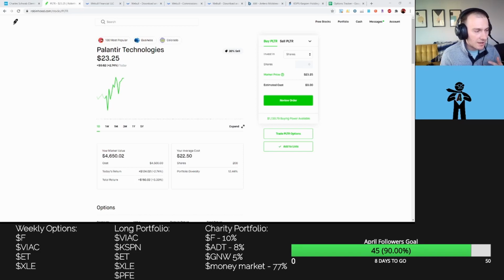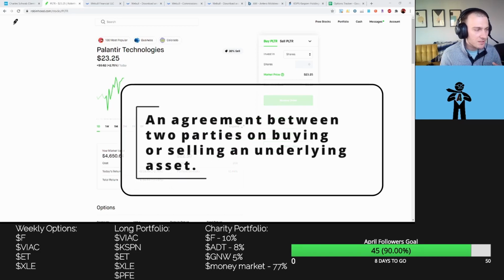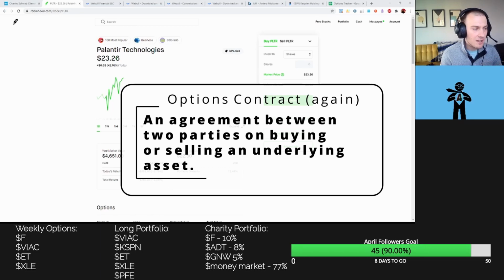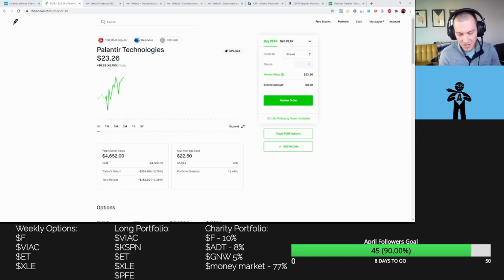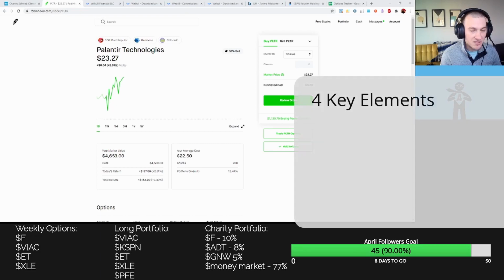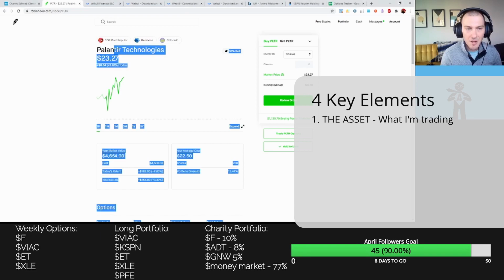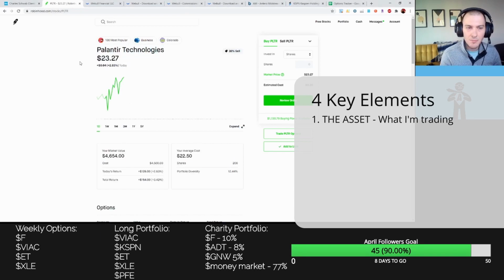So an actual contract is an agreement to buy or sell between two parties an underlying asset of some sort. Again, we're talking about stocks, but there's lots of things it could be. And so what makes up the contract? The four key elements. There's more than four, but the ones that really matter are the asset. What are you trading? For today's video, we're going to talk about Palantir and my recent trade with them and what I did and why. The strike price.